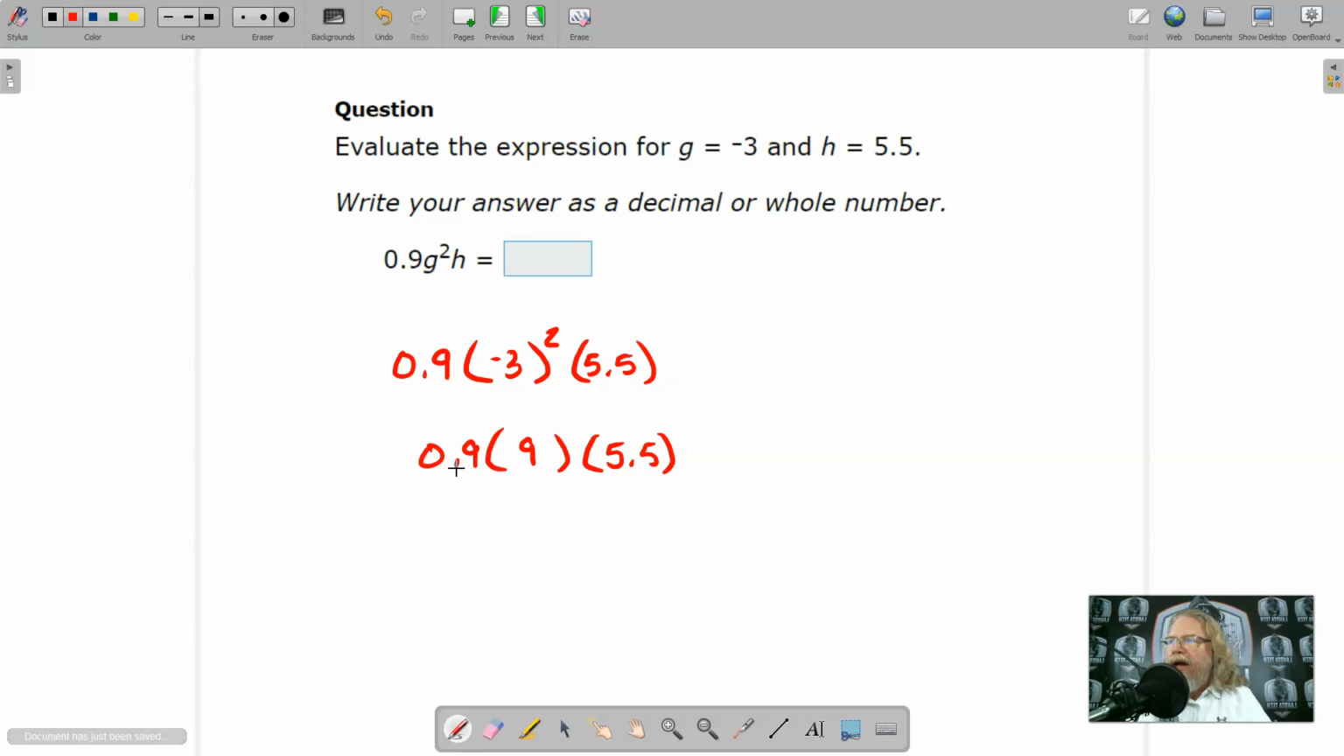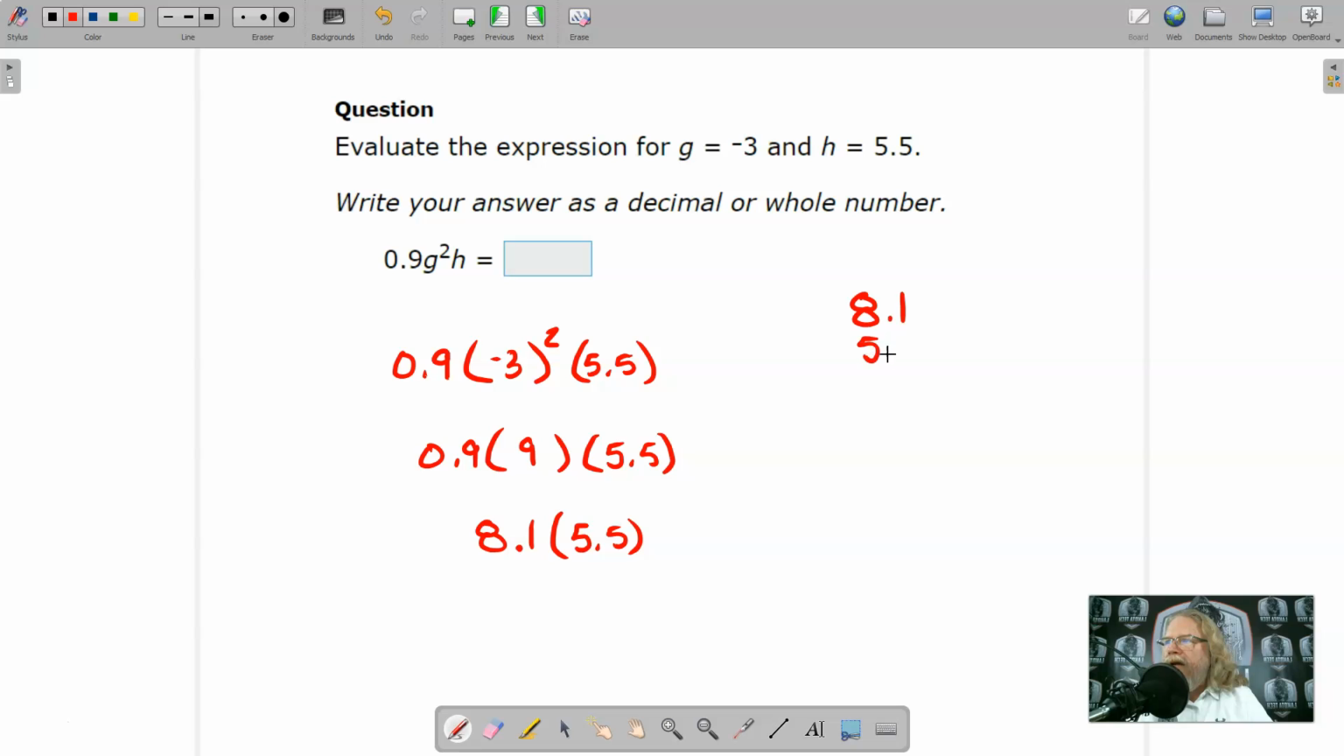Next, we need to multiply 0.9 times 9. Well, 9 times 9 is 81. But I do have one digit behind the decimal place there, so I'm going to need to move the decimal one place. So I get 8.1. I still need to multiply that times 5.5. And I could take a calculator to do that, but why not? Let's go ahead and do it by hand.